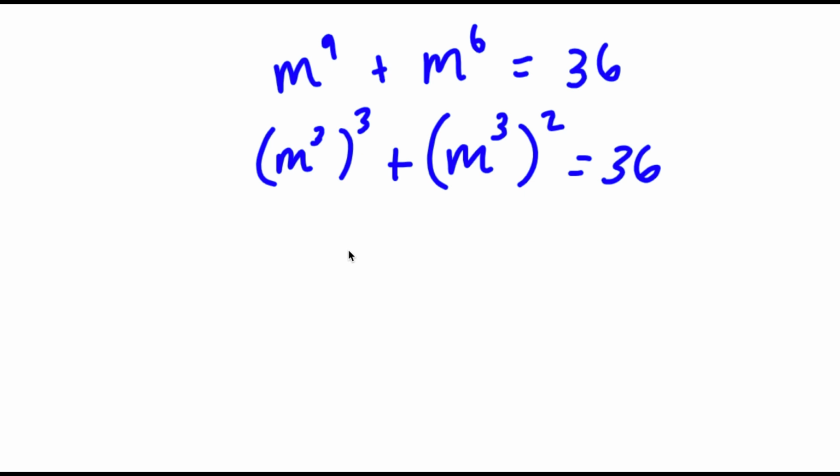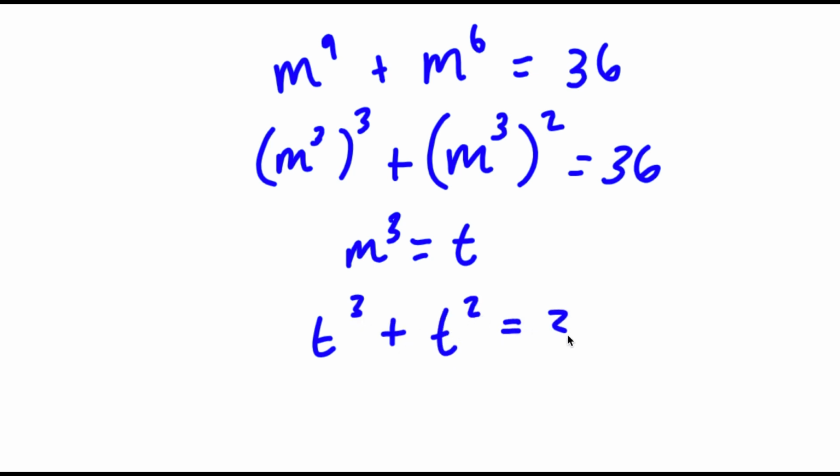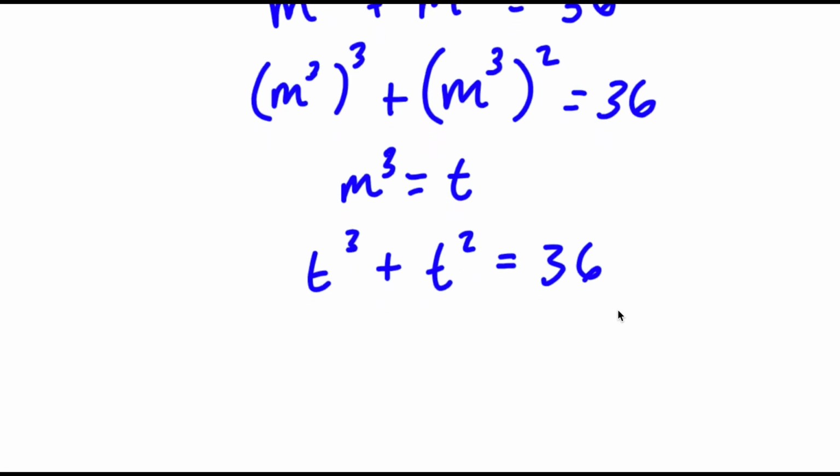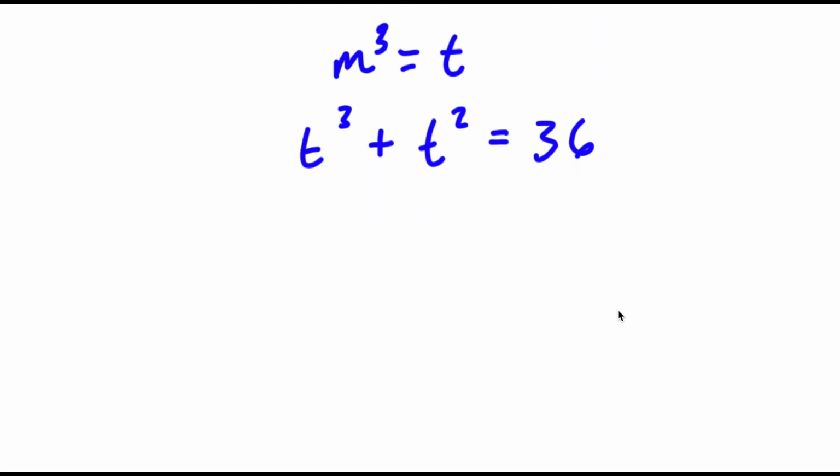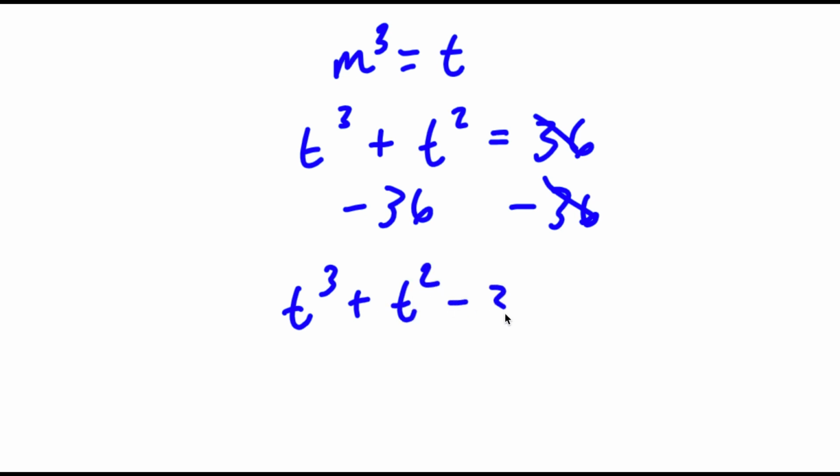Now, I'm going to let m to the power of 3 equal to the variable t. So now I have t to the power of 3 plus t squared is equal to 36. Now, if I subtract 36 on both sides, these two cancel out, and now I have t to the power of 3 plus t squared minus 36 is equal to 0.